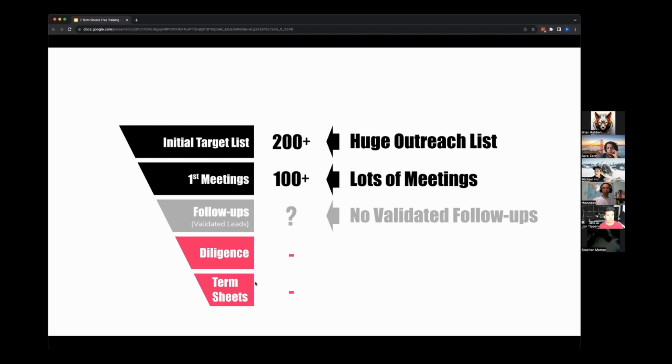They were part of an accelerator. They just wanted to go as fast as they possibly could. They didn't really check their materials, and they just weren't getting any follow-ups or any meaningful follow-ups. What happened? They just burnt through about 200 of those investors, 100 plus first meetings.